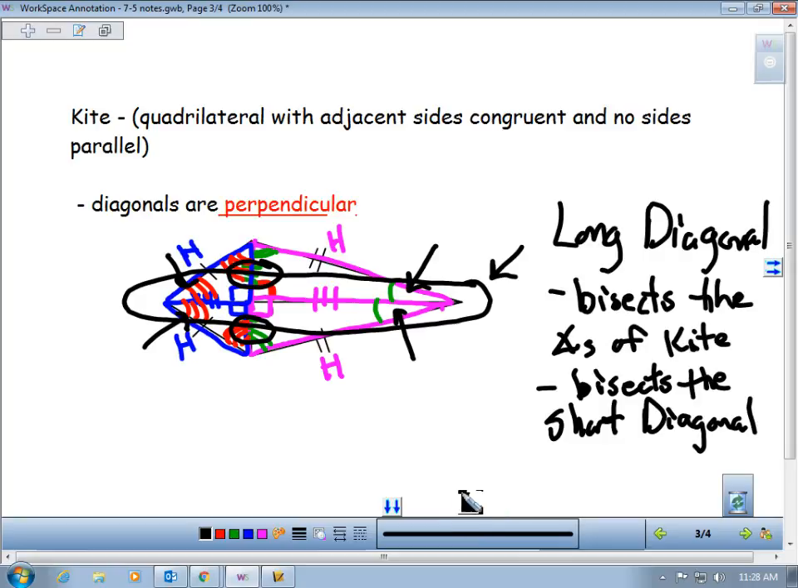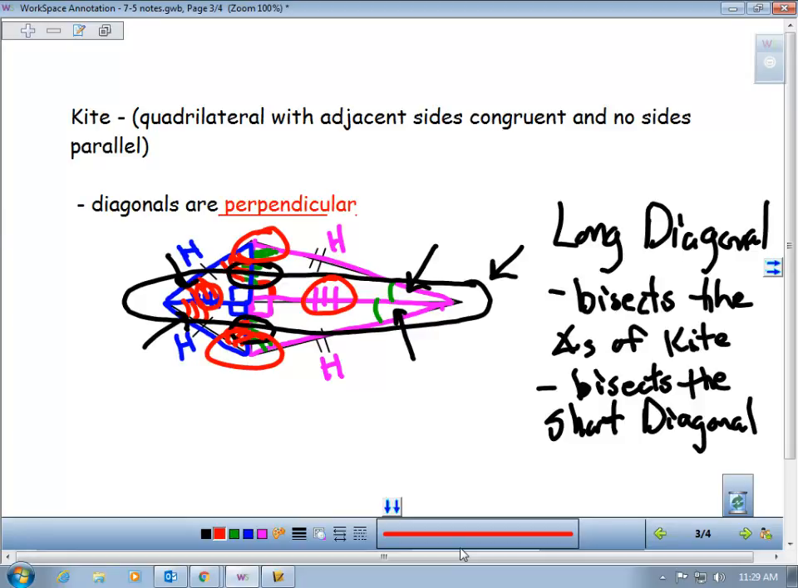I don't know why I'm using a capital D, but I am. Hey guys, does the short diagonal bisect the long diagonal? I don't think so. Are those two segments congruent? No. Does the short diagonal bisect the angles of the kite? Are those two angles congruent there and there?